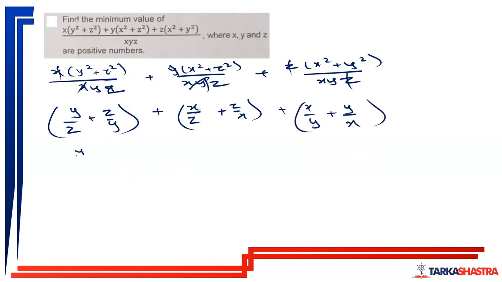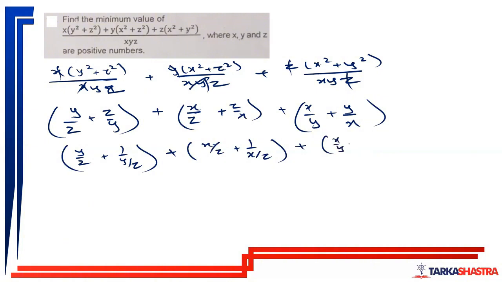Okay, this is nothing but y by z plus 1 upon y by z. Similarly, this is x by z plus 1 upon x by z. And this is x by y plus 1 upon x by y. Correct? So what do we have? a plus 1 by a. a plus 1 by a is greater than or equal to 2.